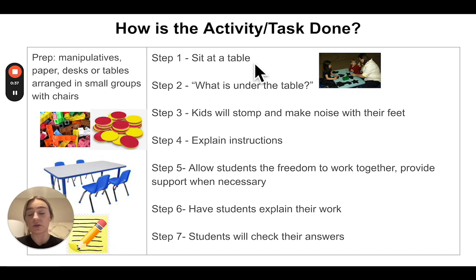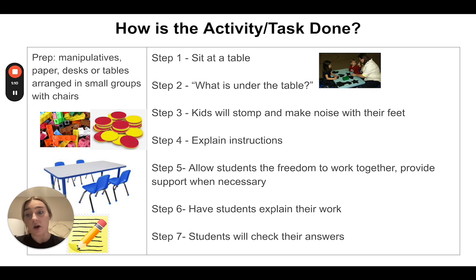Step number 1, students are going to sit at a table, and you can do this strategically. You can let them choose with free range, that's your choice. Step 2, you're going to ask kids, what is under the table? And you're hoping that kids will say, oh, our feet are under the table. And if not, you could just guide them there with questions. When they come to the realization, oh, our feet are under the table, you'll say, okay, make some noise. Make sure that your feet are there. They're going to get a kick out of that. You'll reel them back in, get their attention, and you're going to explain the instructions.